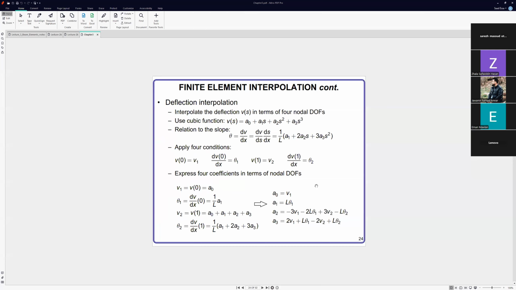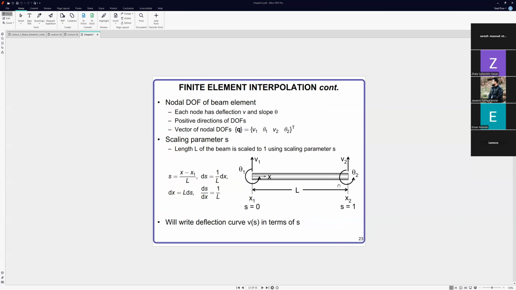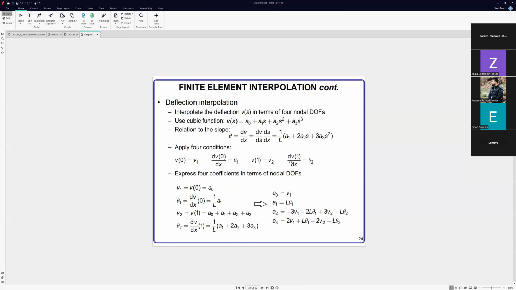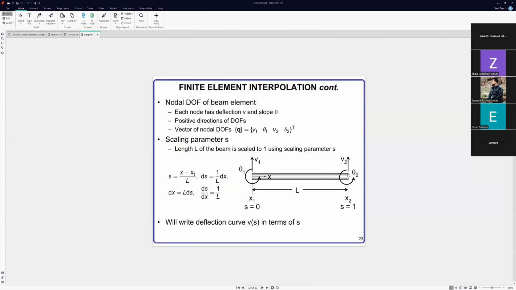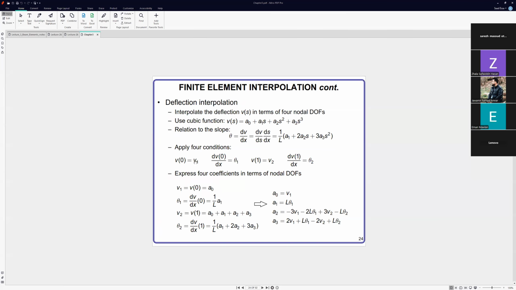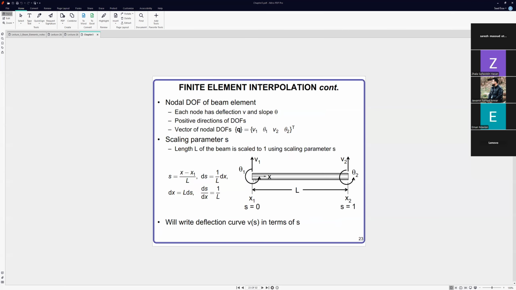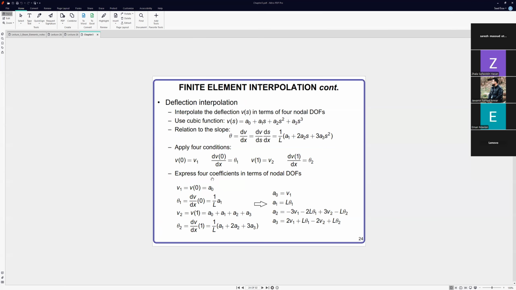Okay, v at 1, at distance 1, is equal to v2. And dv at L, at s equal to 1, is equal to theta 2. And at 0 it is v1. This is the deflection, and this is the theta. So express the coefficients in terms of the nodal degrees of freedom.